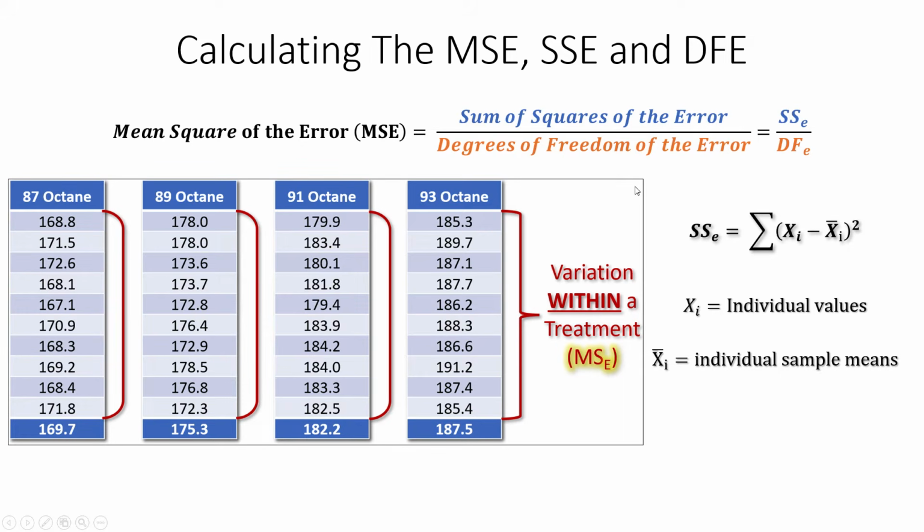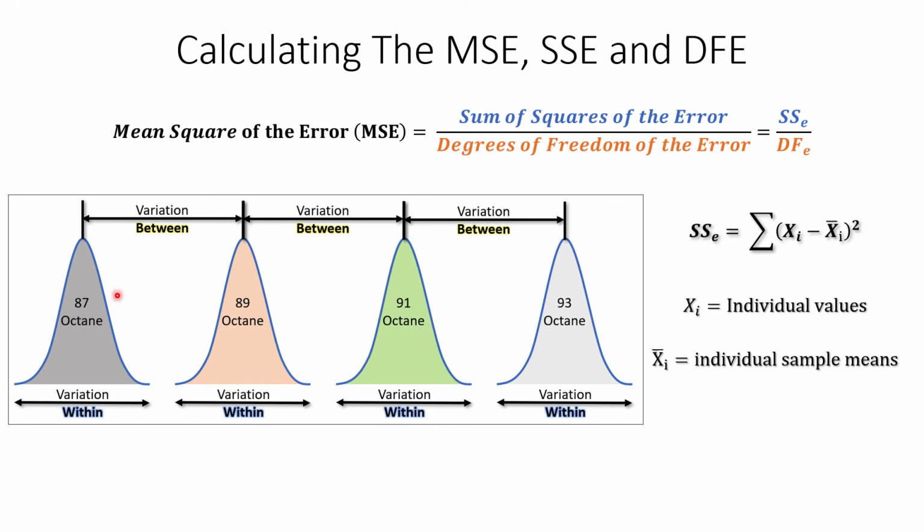And I want to go back to the data set here to make sure you understand this calculation. For example, we would compare 185.3 against 187.5, 189.7 against 187.5. For these data points, we would compare each of these individual values against the treatment average, 182.2. Same thing here, we'd compare all of these values against this treatment average, and then same thing here for 87 octane. And all of that is intended to make sure that this estimate of variation only captures the variation within each treatment group specifically, right? And again, pictorially, if you look at these distributions, we only want to estimate the variation within each individual distribution itself. Make sense?